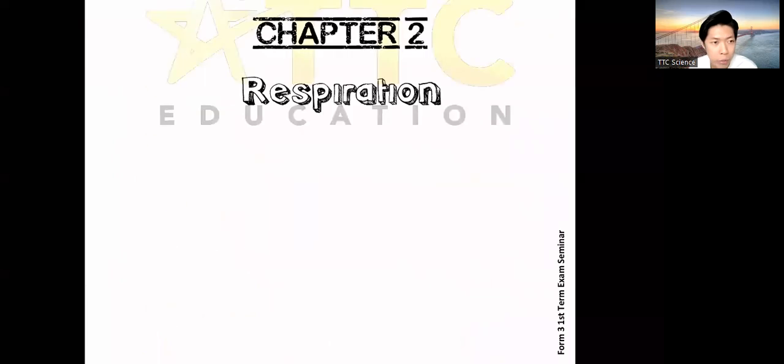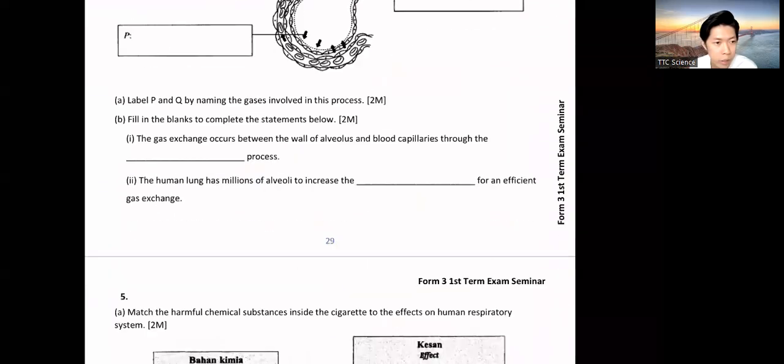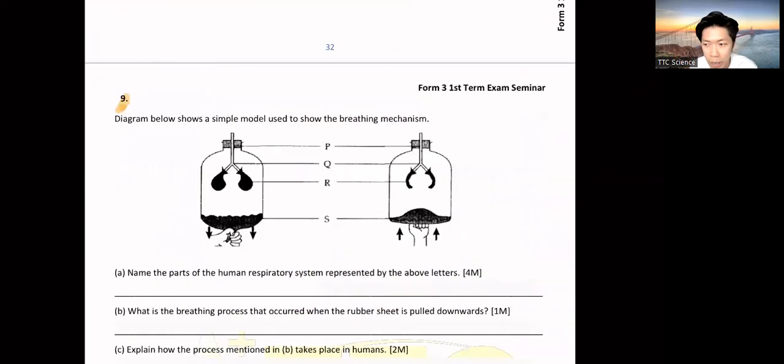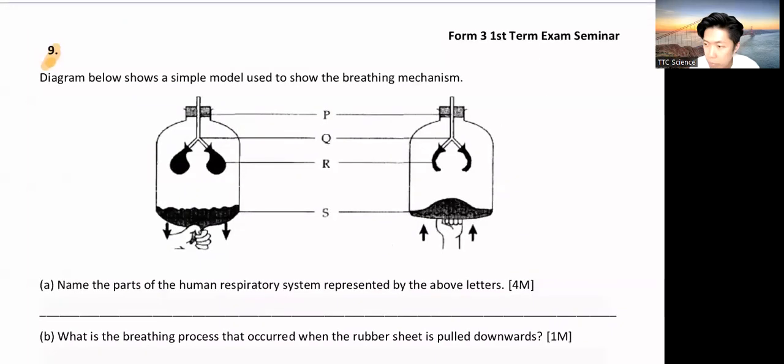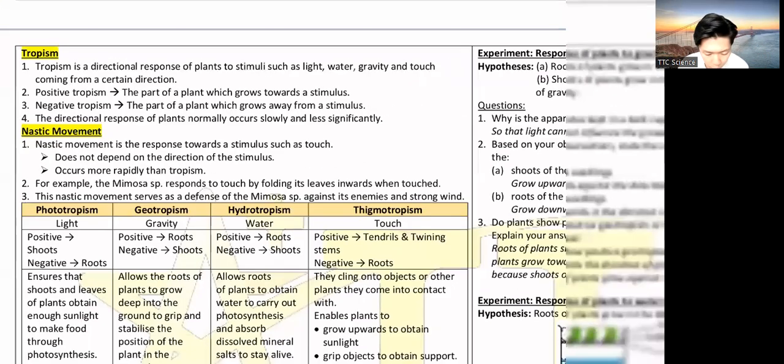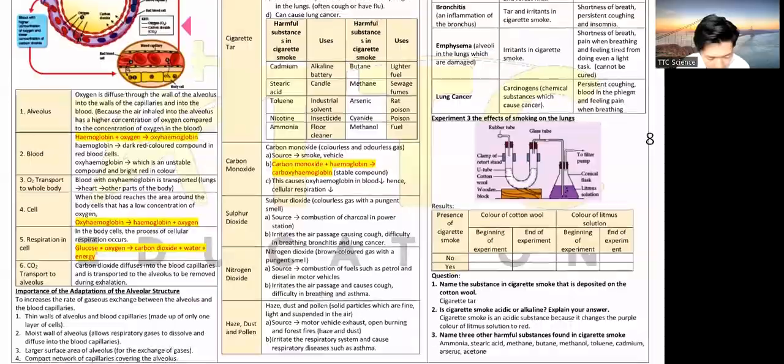Chapter 2, by the way, you flip over and you will find number 9, page 33. Okay, number 9, page 33. Okay, jump. Chapter 2. Speaking about this mechanism of breathing for the human model and also the bell jar model. So you all can look at your short notes, just a few pages away.